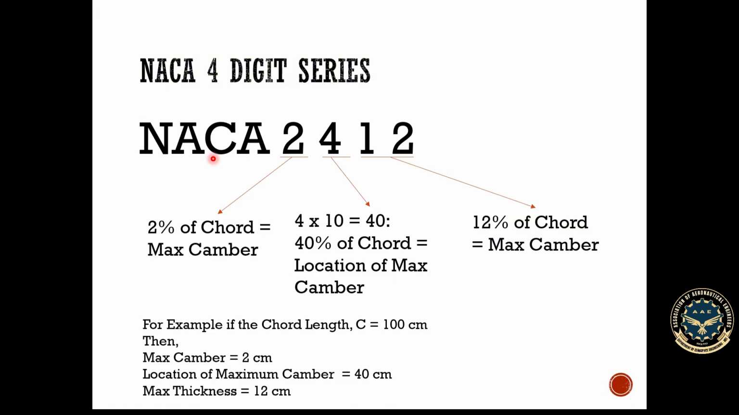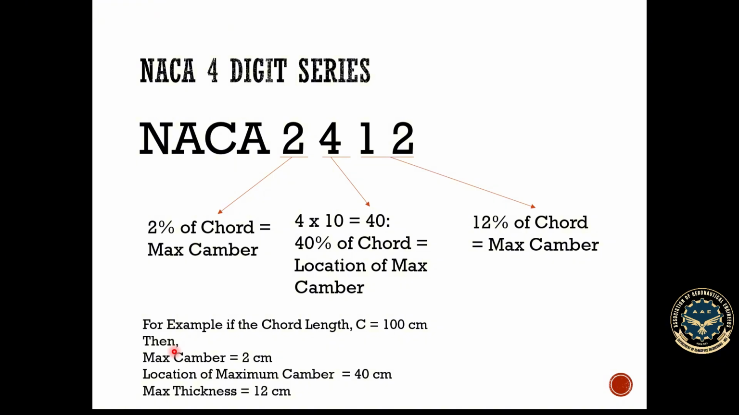So we'll look at an example here. Let us take NACA 2412. The first digit is 2, so 2% of chord is your maximum camber. The second digit is 4. 4 multiplied by 10 is 40, so 40% of chord is the location of maximum camber. And the last two digits are 12, so 12% of chord is your maximum thickness.